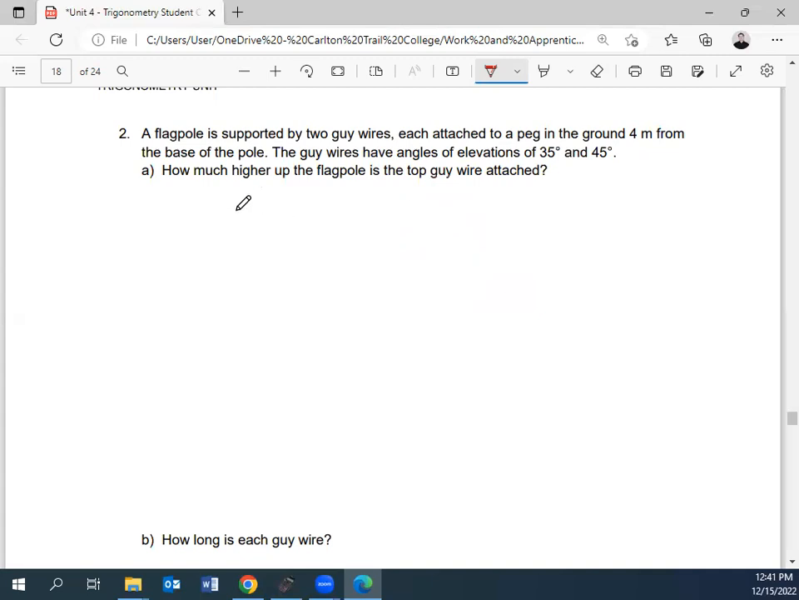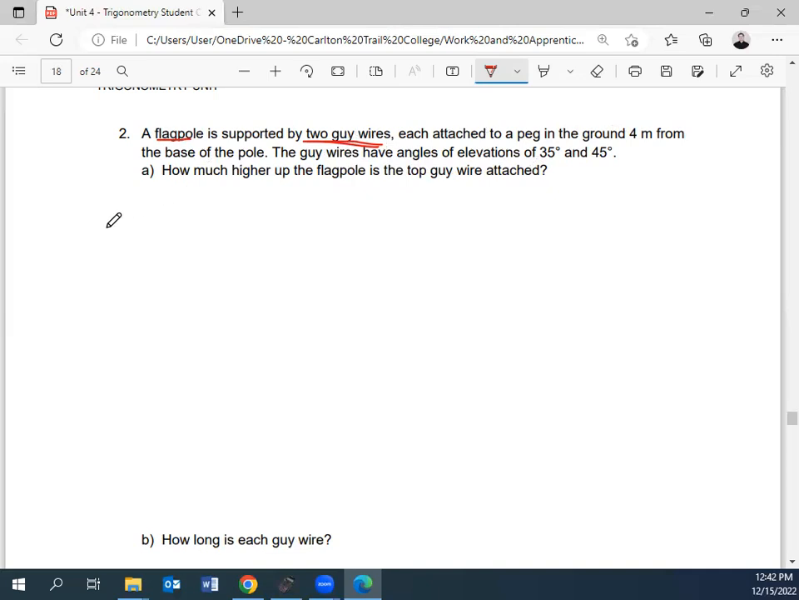So, question 2. The best thing we can ever do for ourselves when we see a word problem is draw a diagram of the problem. It will save us a heck of a lot of time. So I'm going to draw a diagram. I have a flagpole that's supported by 2 guy wires. They're support wires. Each is attached to a peg in the ground 4 meters from the base of the pole, and the wires have angles of elevation of 35 degrees and 45 degrees.